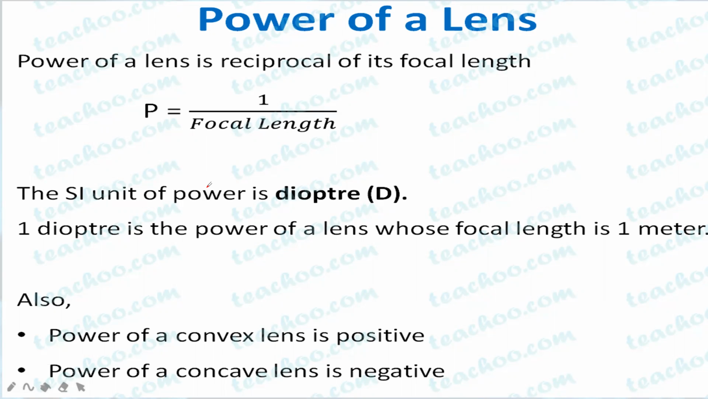The SI unit of power is diopter and it is denoted by a capital D. 1 diopter is the power of a lens whose focal length is 1 meter. And you also have to remember that power of a convex lens is positive and power of a concave lens is negative. Opticians prescribe corrective lenses indicating their powers. And this power of a lens is actually important for those people who have defects in their eyes. Either they have nearsightedness or farsightedness. The optician will prescribe them particular lenses.